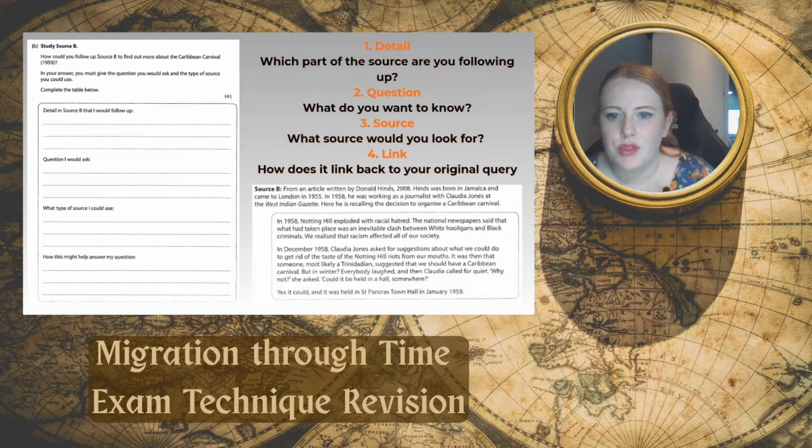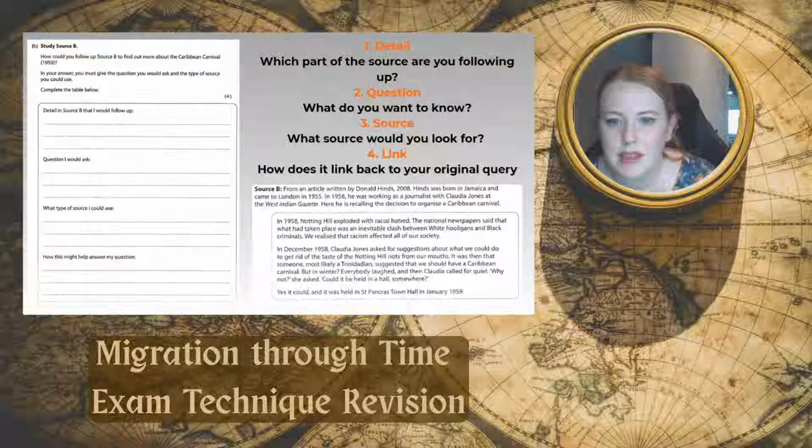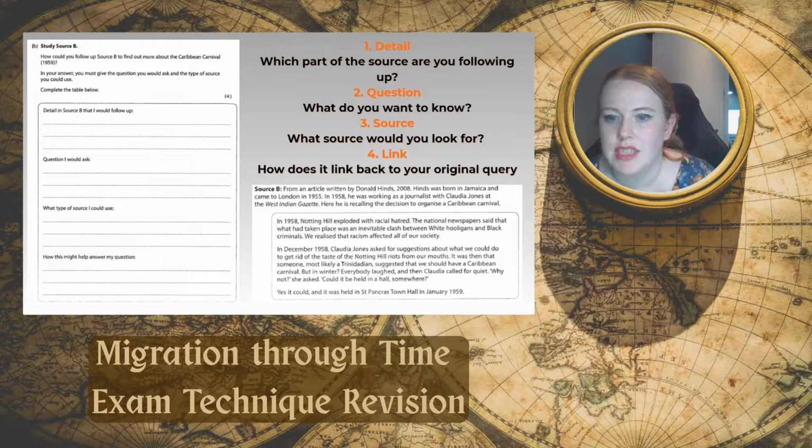So if you look here, we've got source B from an article written by Donald Hines in 2008. A little bit of extra provenance there. We'll come back to that in a second. "In 1958, Notting Hill exploded with racial hatred. The national newspaper said that what had taken place was an inevitable clash between white hooligans and black criminals. We realised that racism affected all of our society. In November 1958, Claudia Jones asked for suggestions about what we could do to get rid of the taste of the Notting Hill riots from our mouths.